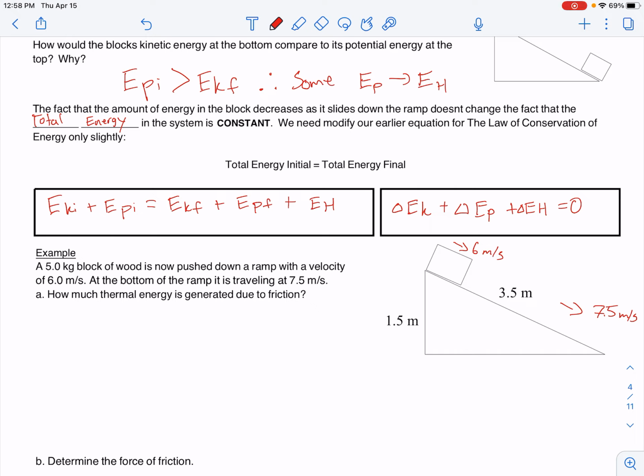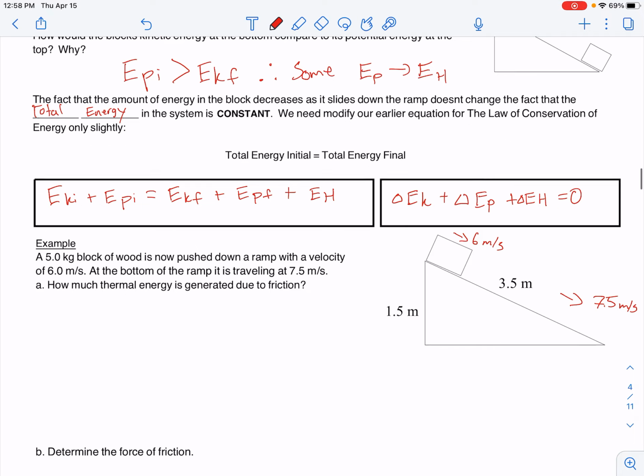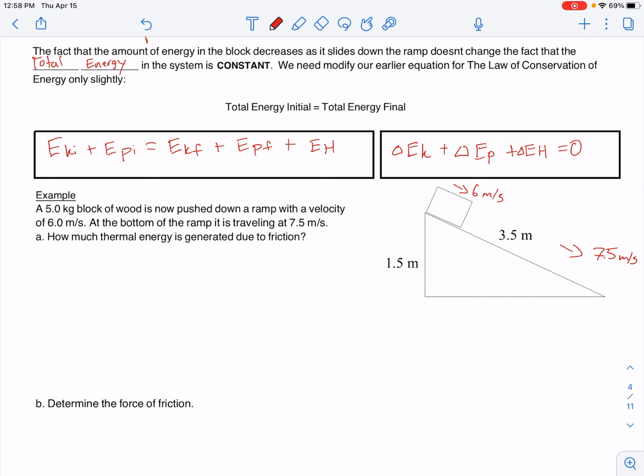All right, so the wood block is pushed down with an initial velocity of 6 meters per second. By the time it gets to the bottom, it increases velocity to 7.5 meters per second. Our question here is determining how much thermal energy is generated due to friction, and then we can also determine the force of friction.